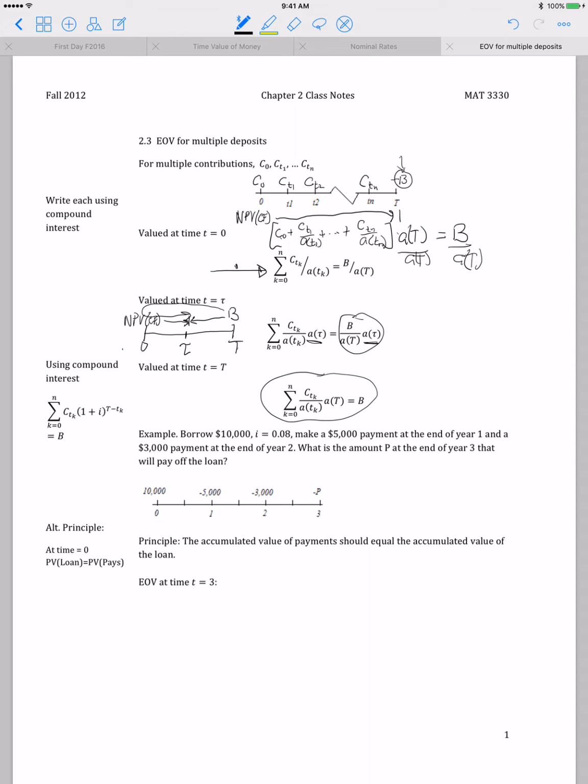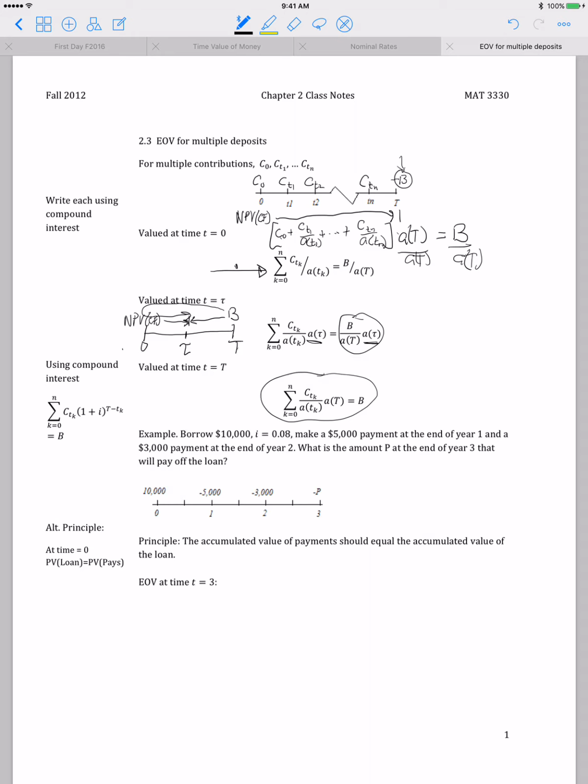Okay, so let's apply this to an example involving a loan. We're going to borrow $10,000. The loan interest rate is 8%. We're going to make a $5,000 payment at the end of year 1 on this loan, a $3,000 payment at the end of year 2, and we want to know what is the payment amount P at the end of year 3 that will pay off the loan.